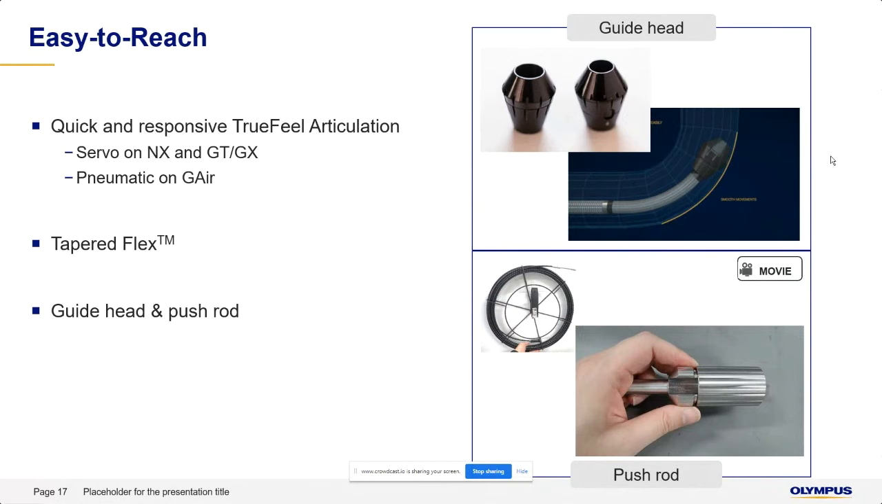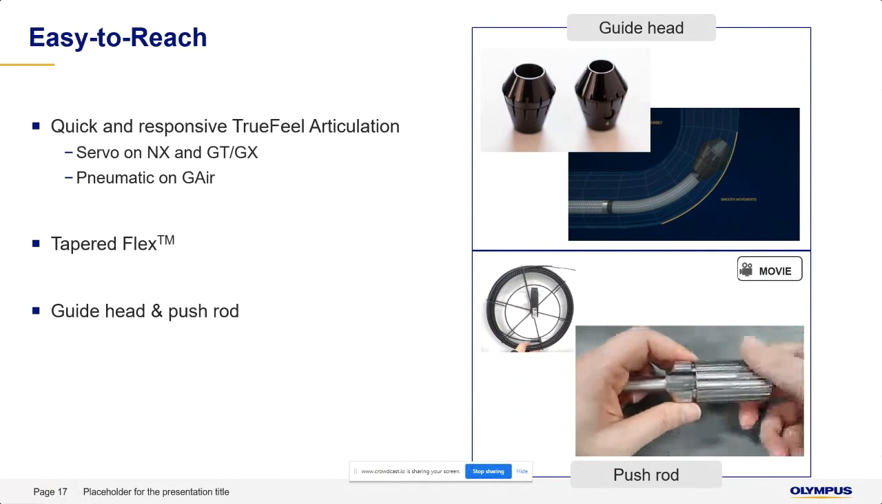And then push rod. This is essentially just an adapter that connects to the end of the insertion tube, and then you have a more rigid kind of push rod that you can attach to this adapter to add more rigidity to the insertion tube.